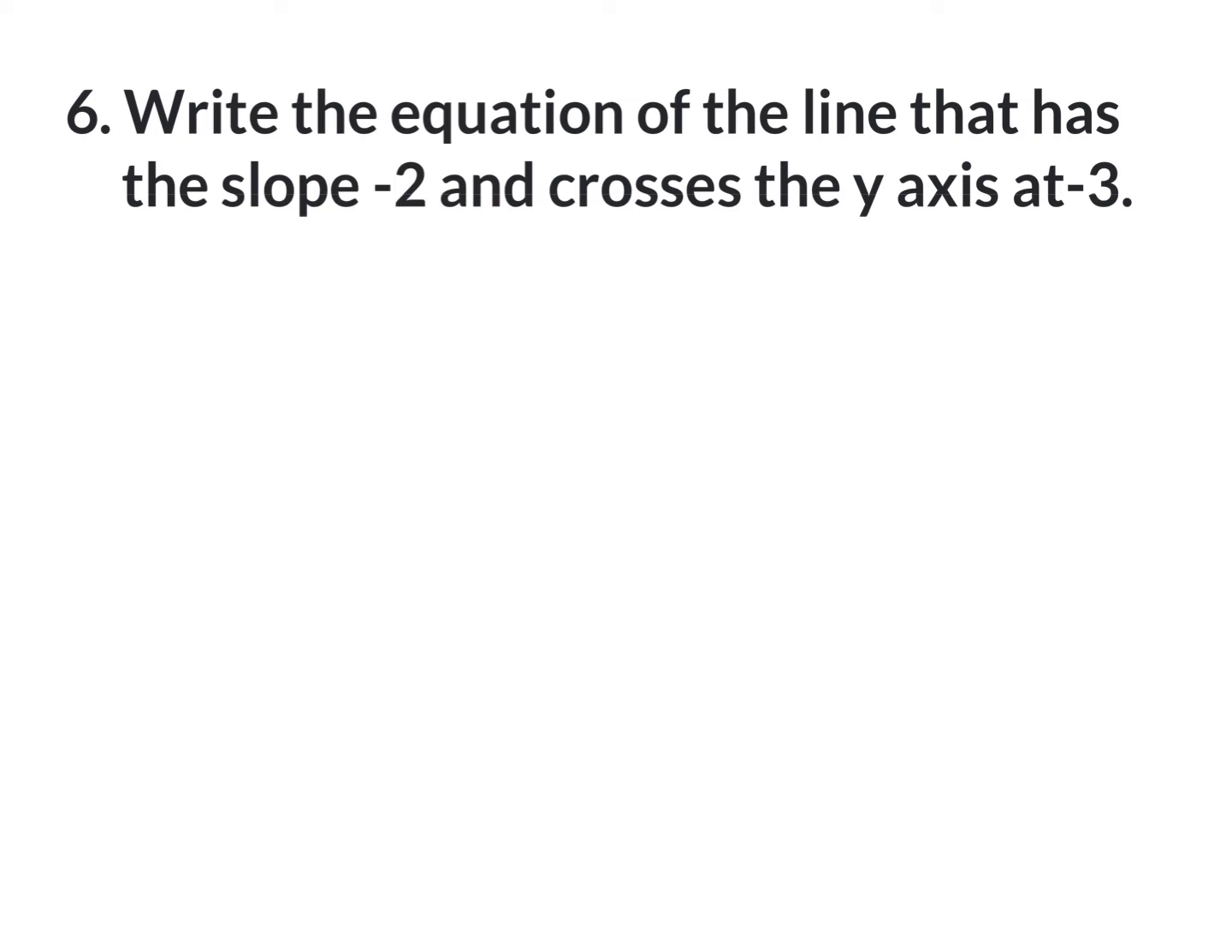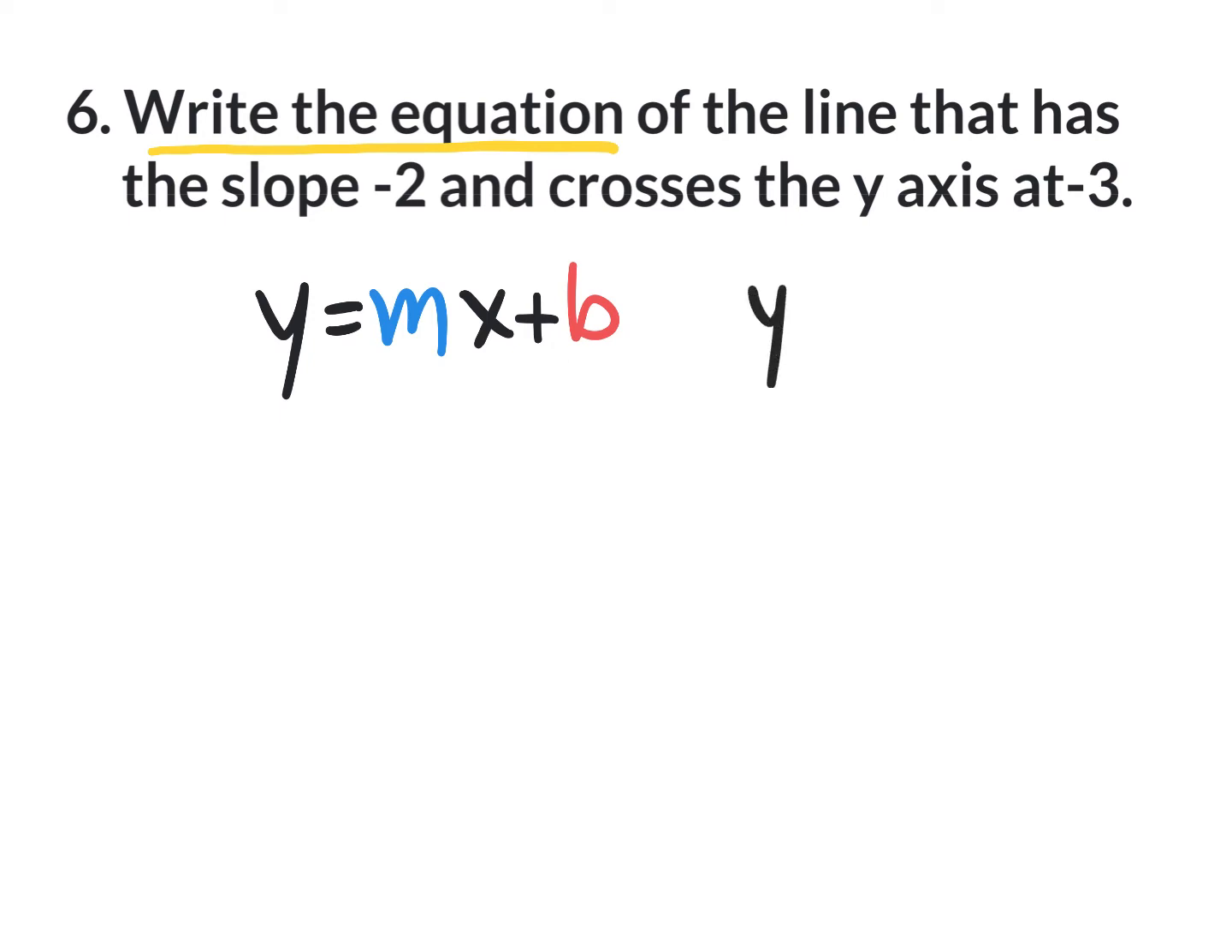Number 6, write the equation of the line that has the slope -2 and crosses the y-axis at -3. Okay, well, we first have to identify what they're asking. They are asking us to write an equation. And so far, we have reviewed two different forms of equations. We should remember the form y equals mx plus b, and we know that that's slope-intercept form. And we also should remember point-slope form, which is y minus y1 equals m parenthesis x minus x1.